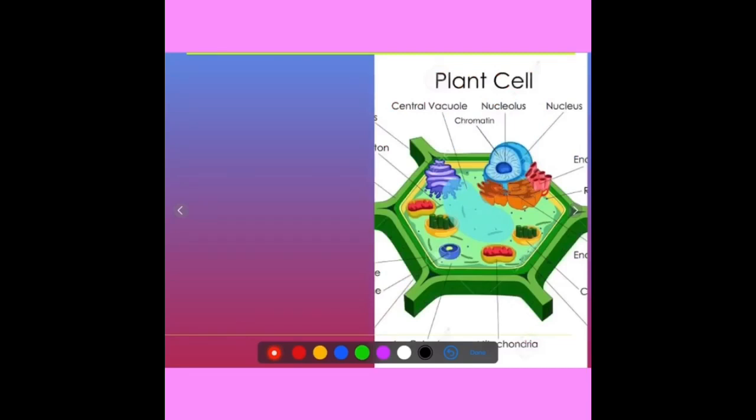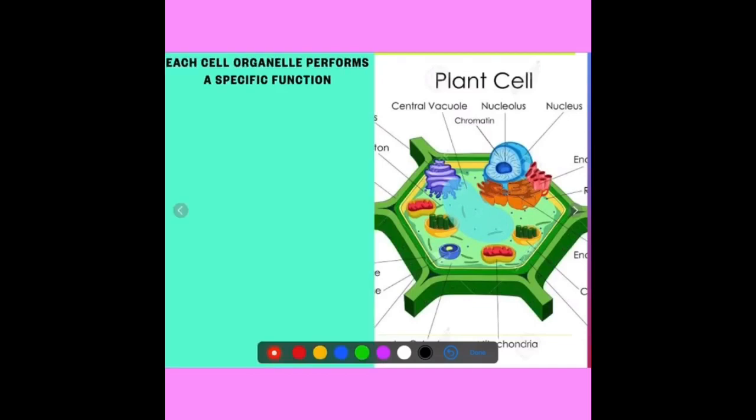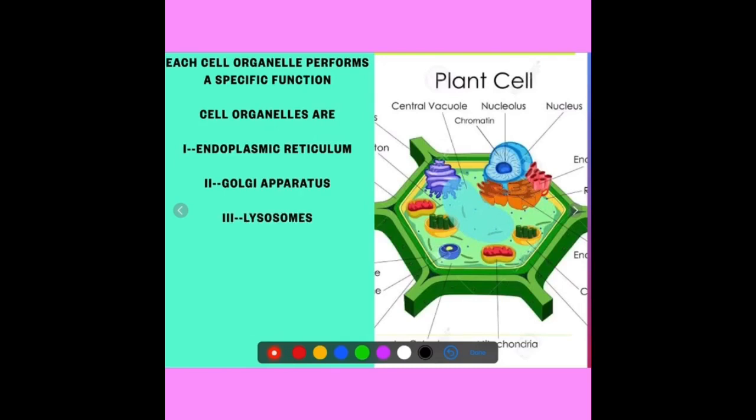What type of cell is this? Of course, this is a plant cell. It will have cell organelles, and each cell organelle performs a specific function. What are the cell organelles? Let us see. Endoplasmic reticulum, the Golgi apparatus, lysosomes, mitochondria, plastids and the vacuole. Which one is the endoplasmic reticulum?